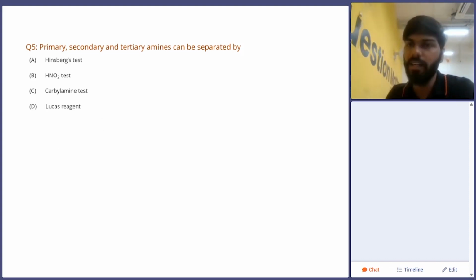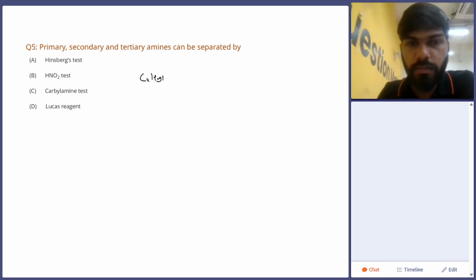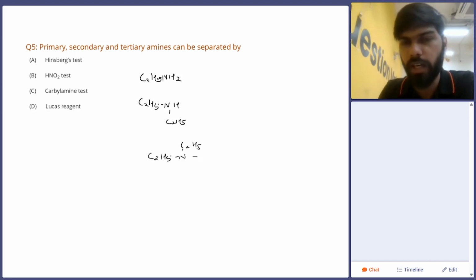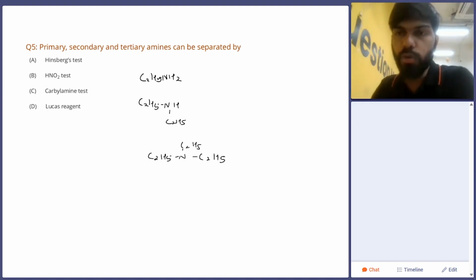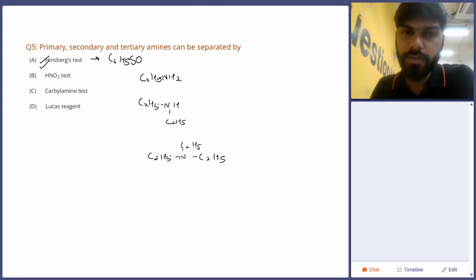Next question: primary, secondary, and tertiary amines are separated by what? See, primary is C2H5NH2. Secondary is C2H5NH C2H5. Tertiary is C2H5N. I'm just writing an alkyl group; you can take any. So how to differentiate primary, secondary, and tertiary amines? You will differentiate them by Hinsberg reagent. Hinsberg reagent is the right answer. Its formula is C6H5SO2Cl.